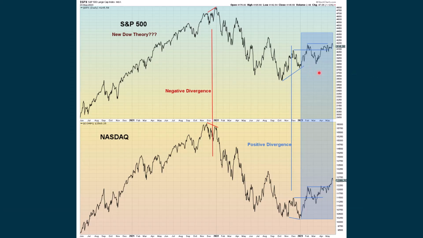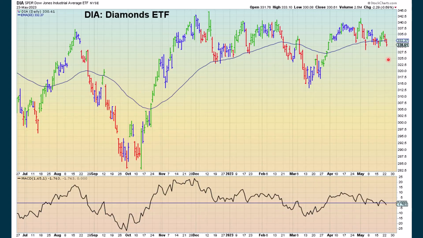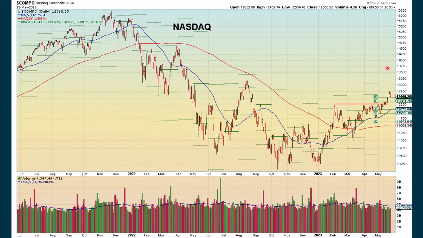Looking at our new take on Dow theory, we're still above this support level with the S&P 500, although we are coming down. We did turn down with the NASDAQ, but we're still above this breakout level. The Dow actually broke down below its 50-period moving average. That's negative, but on the positive side, we're still above this S2 level. The diamonds remain negative.